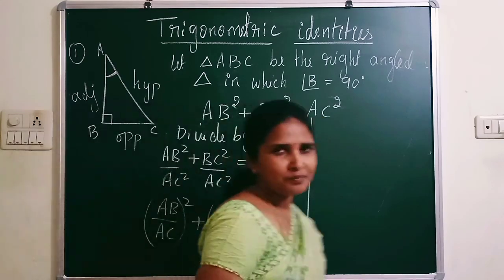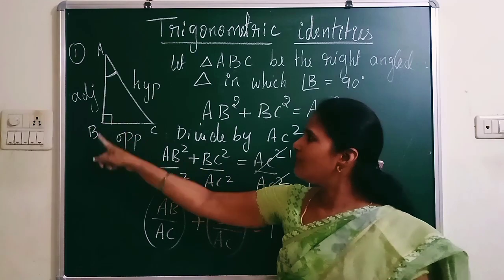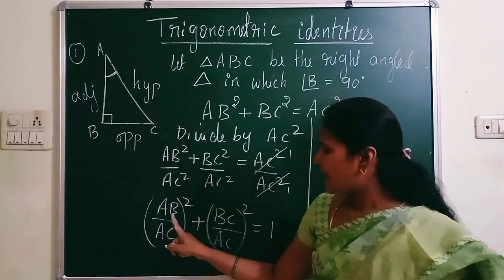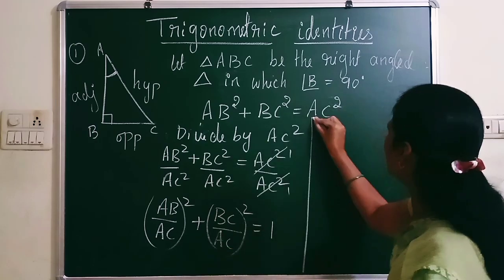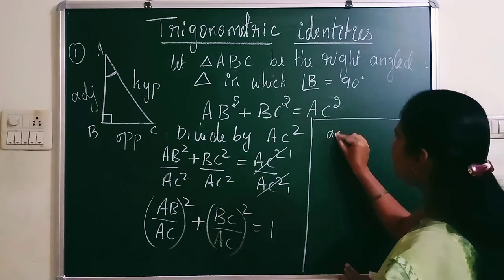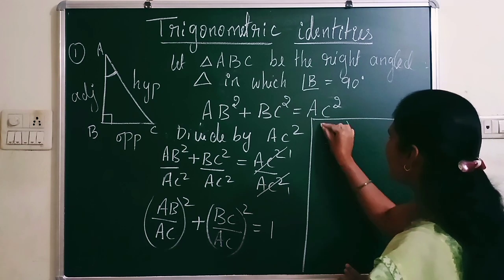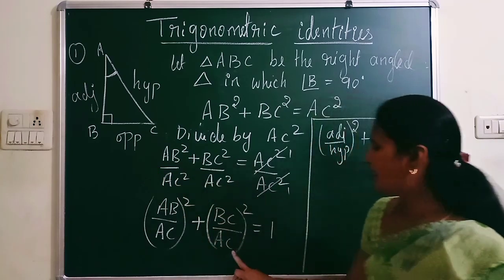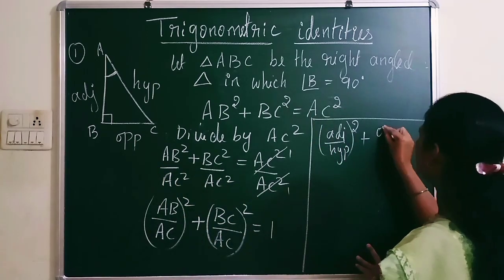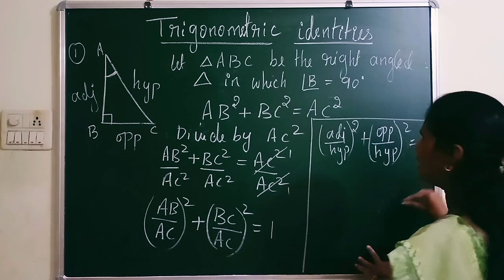Next, you can see here, in the diagram, what is AB? AB is adjacent, and AC is what? Hypotenuse. So we have adjacent by hypotenuse whole square plus, BC is opposite and AC is hypotenuse, so opposite by hypotenuse whole square equals 1.